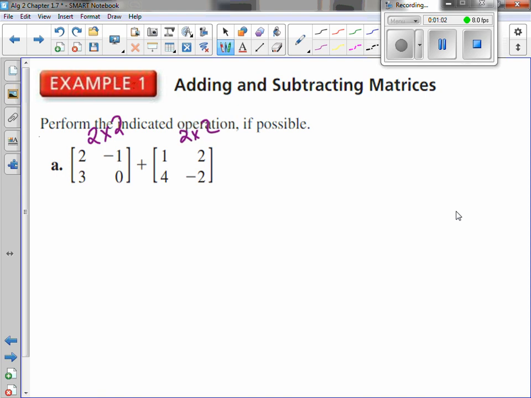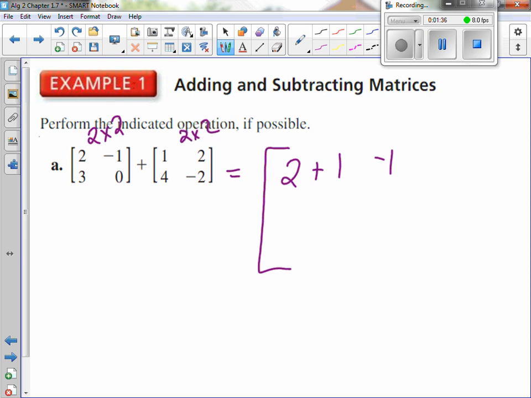So what we can do is add the like elements together. We can add these together because the dimensions are the same. Now when we add the like elements, the top left is 2, and we'll add to it the element in the top left of the other matrix, so we'll do 2 plus 1. Now -1 is our next one, and it matches up with 2 in the other one, so we'll do -1 plus 2.